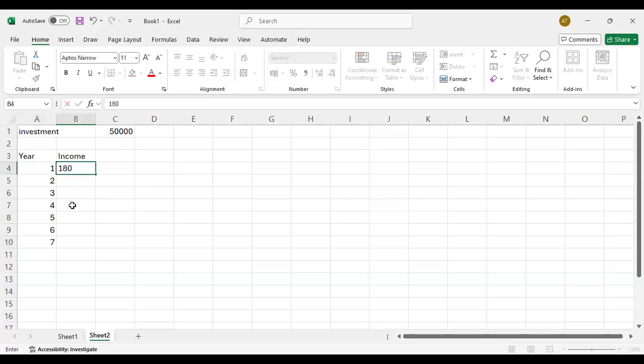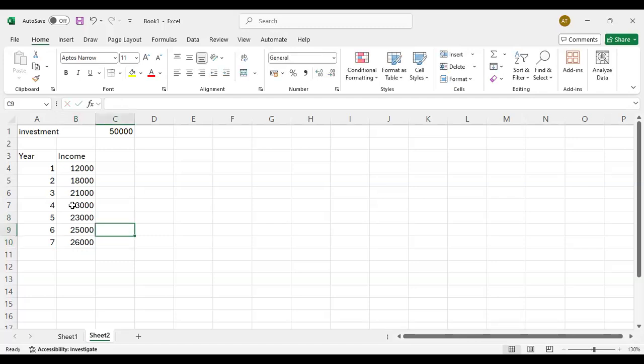Income is 18,000, 25,000, 38,000. We'll reduce here: 12,000, 18,000, 21,000, 23,000, 23,000, 25,000, 26,000. So this is my income which I receive. I take investment as 60,000 for calculation purpose.